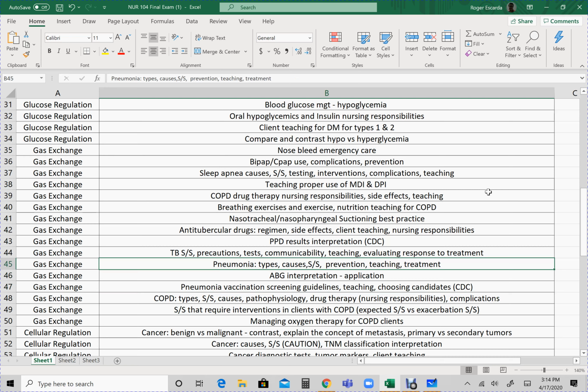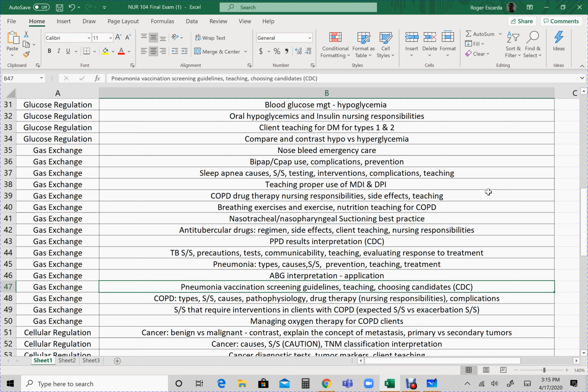And treatment for pneumonia, just the standard treatment for both community acquired and hospital acquired, or healthcare associated, sorry. ABG interpretation. So this is only one question. This does include whether or not there is compensation.